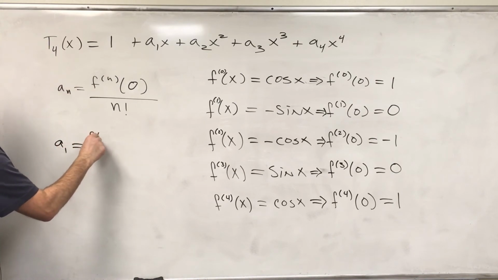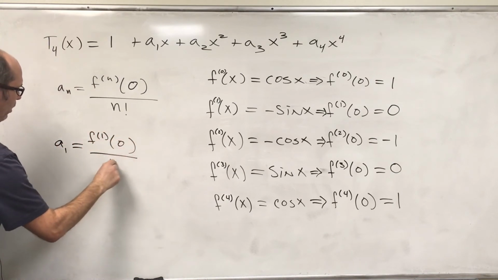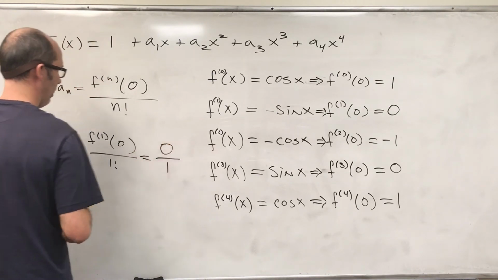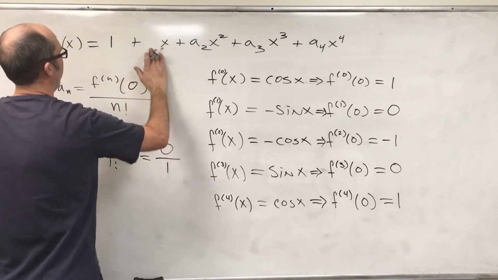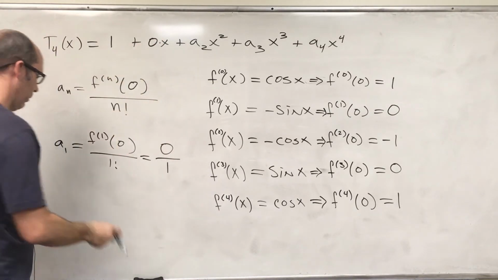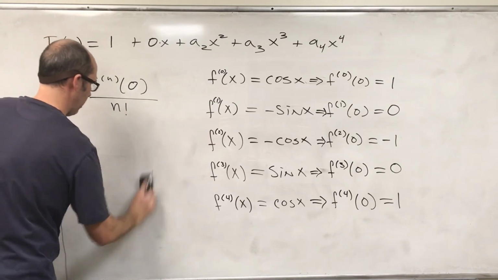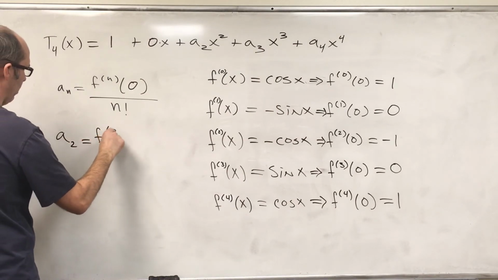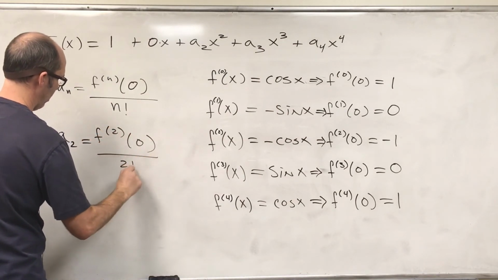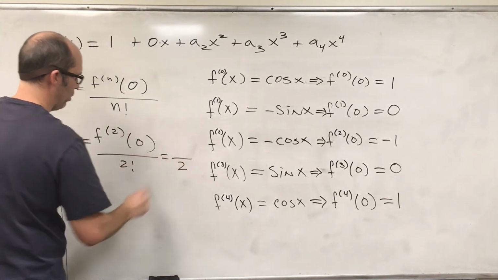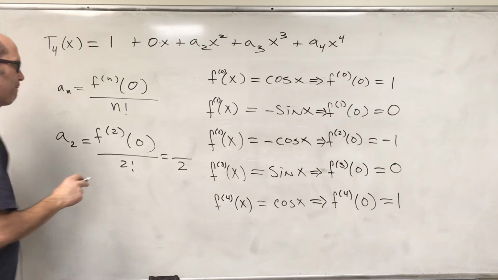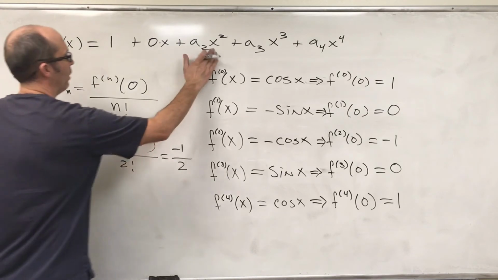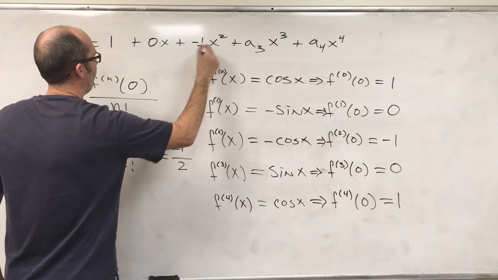a1. f1 of 0 is 0 there. Okay, so we have a 0 there. Let's see, a2. 2 factorial we know is 2. It's 2 times 1. So 2. f2 of 0 is negative 1. So negative a half. All right. So negative a half there.